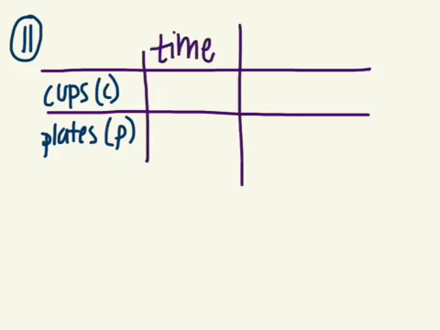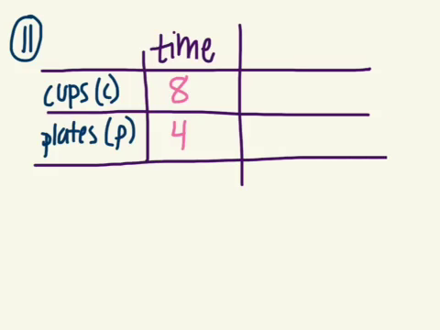When you read through it, it says that it takes her 8 minutes to make a cup and 4 minutes to make a plate. So I'm going to go ahead and put the 8 with the cups and 4 for a plate. And it says that she has 20 hours available each day to make those. So you have to be careful here, time is talking about minutes, for how many minutes it takes her to make a plate and a cup.